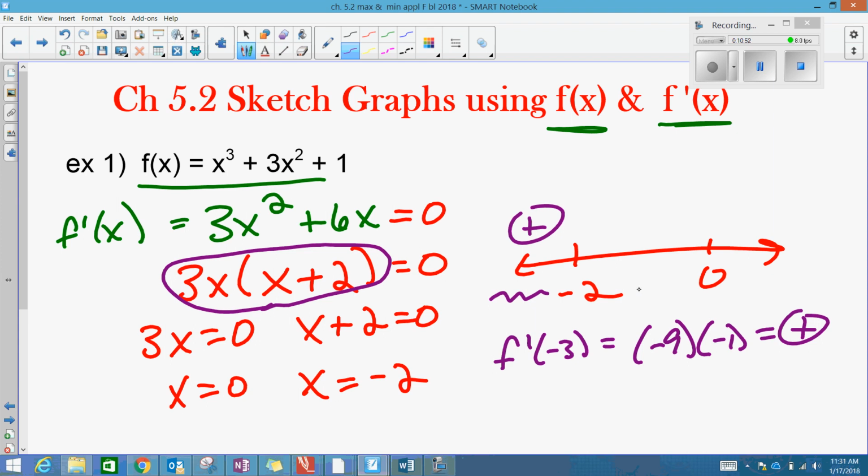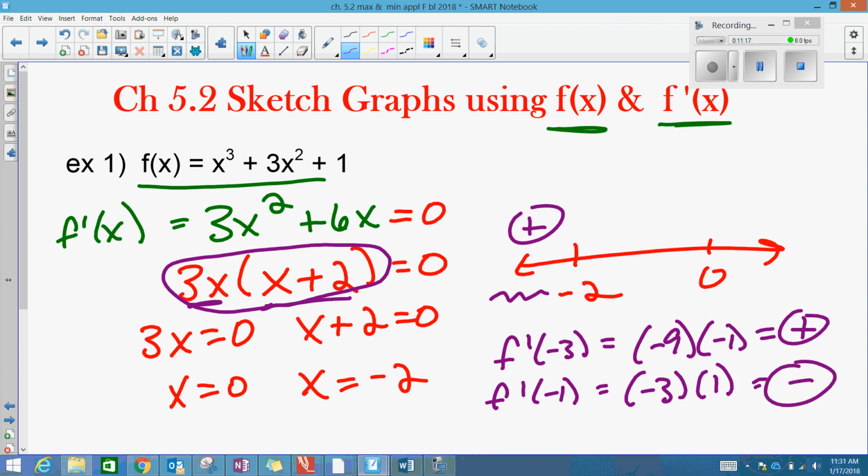Now to check this next interval between -2 and 0, I'm going to just choose -1. So I plug -1 into the derivative, and I get -3 and +1. Again, I'm plugging -1 into factored form, and that becomes a negative. A -3 times a 1 is a -3.